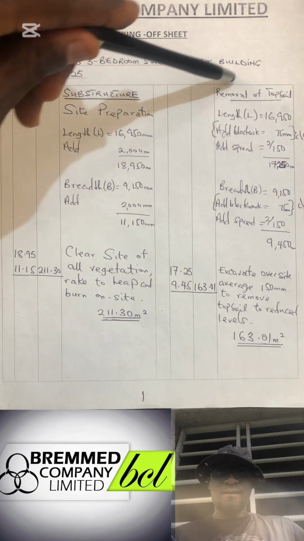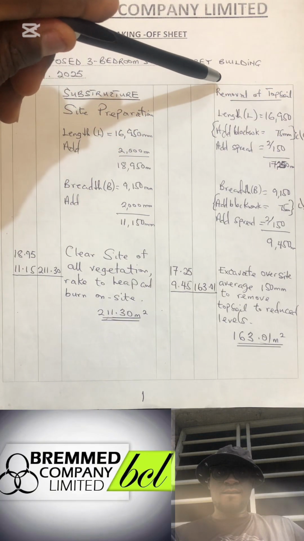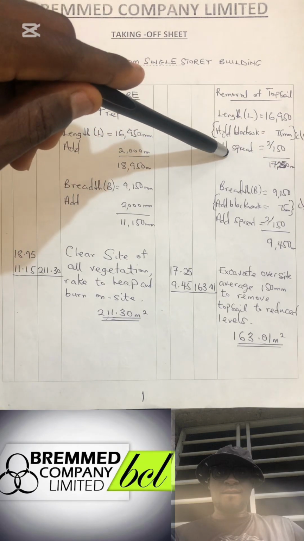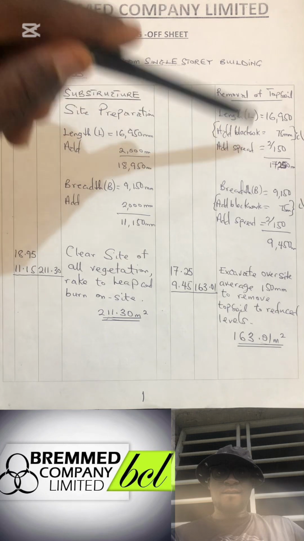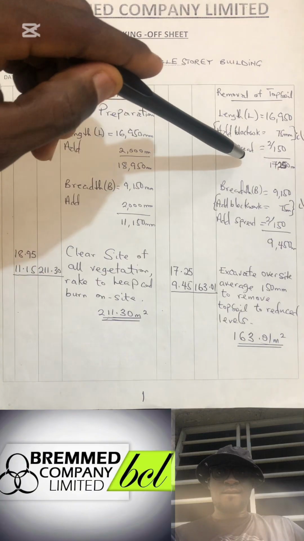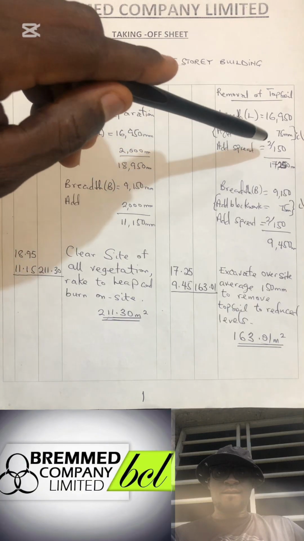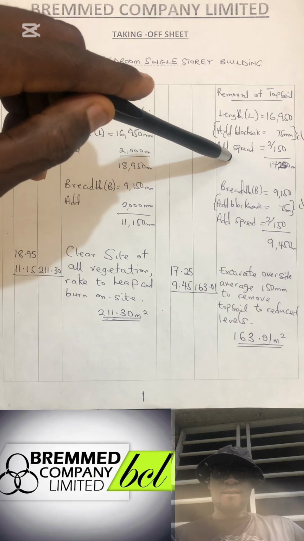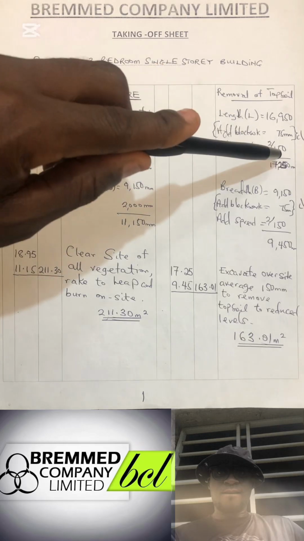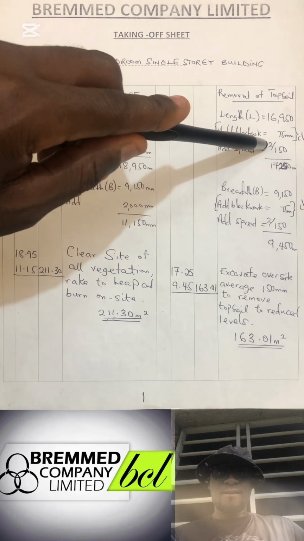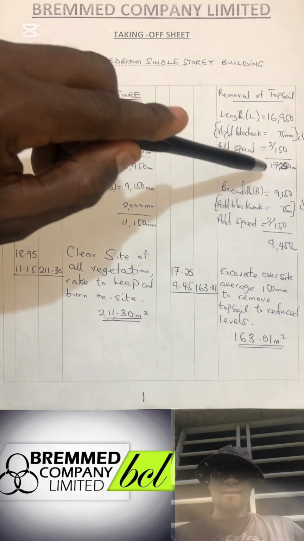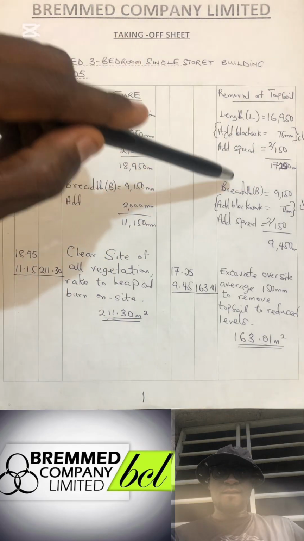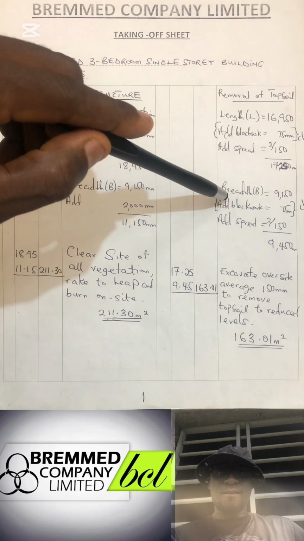Now we move to the removal of topsoil. We know we have our length to be 16.95, and then we add our spread. The spread is the foundation breadth. Okay, so we have the block work. In other videos you can get it better. We have the block work, and then we have the foundation spread. So you add a spread of 150 on both sides of the length. So 150 times 2, that makes 300 plus 16.95. Okay, that makes 17.250.